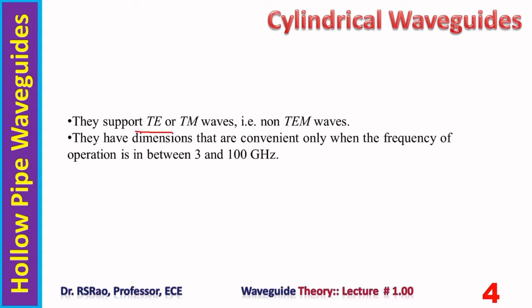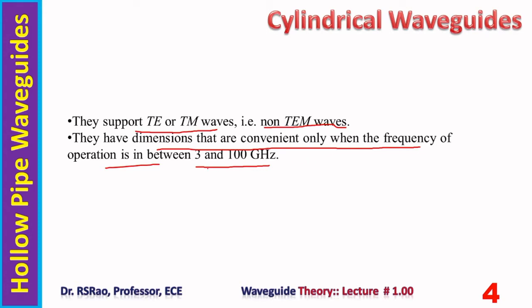They support TE or TM waves, that is, non-TEM waves. The basic difference between a transmission line and a waveguide is that a transmission line is a TEM medium, whereas a hollow pipe waveguide is a non-TEM medium. They have dimensions that are convenient only when the frequency of operation is in the microwave range. If you try to design a waveguide that can carry frequency more than 100 gigahertz, the dimensions become too small.